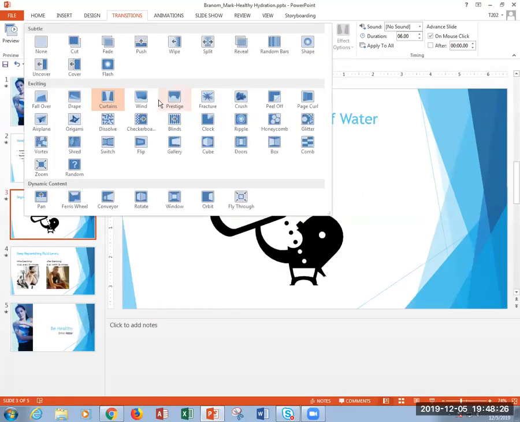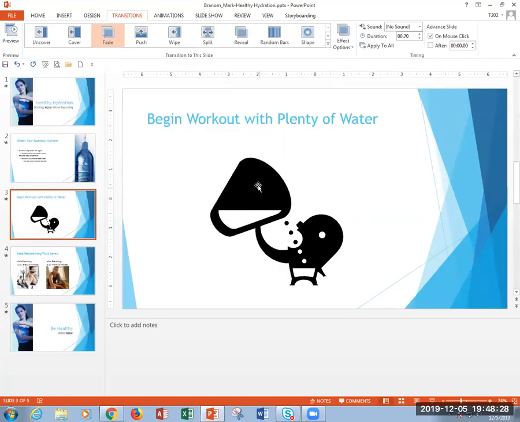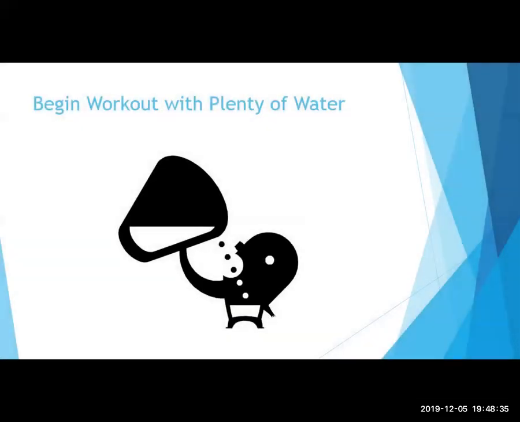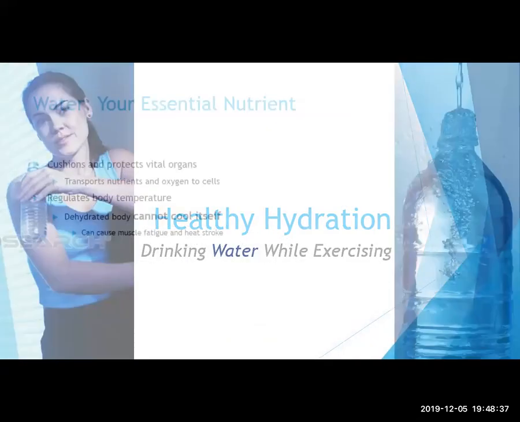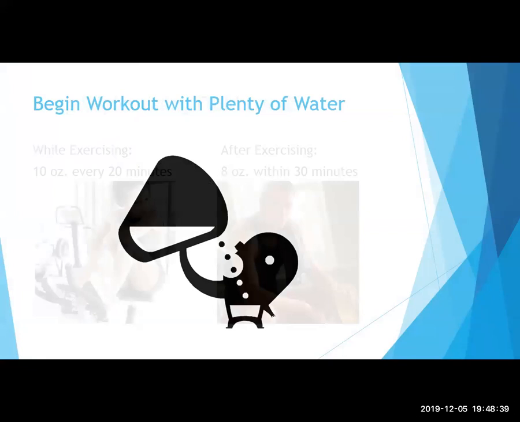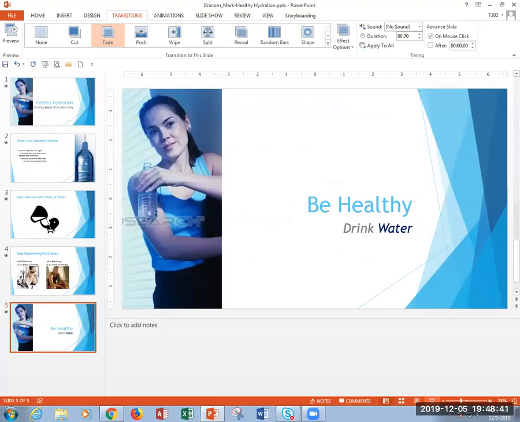So I usually use fade. Fade is nice and boring, but fade just softly goes from one slide to the next. When you select fade, how can you apply it to all? You click on apply to all. Or in home? No, in transitions. Transitions.